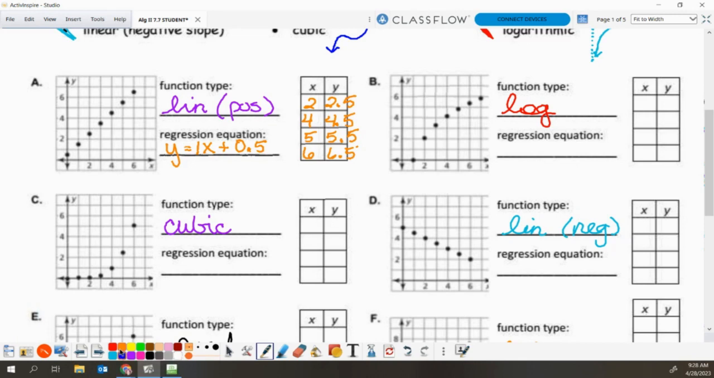Okay, so we're going to do it again with the logarithmic function, so with b. And then we're going to get some other practice with regression in the calculator. I'm just not going to go through all 6 of these. We don't have enough time for that. Okay, so on B, pick me some points, just like we did last time. So pick me some data points.